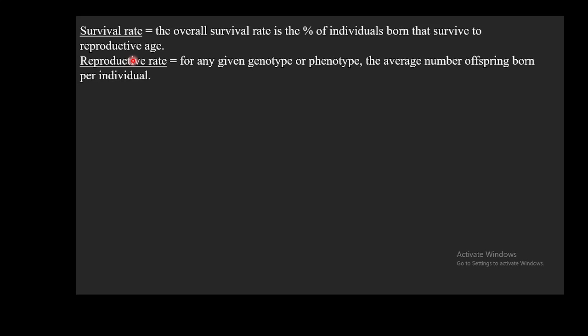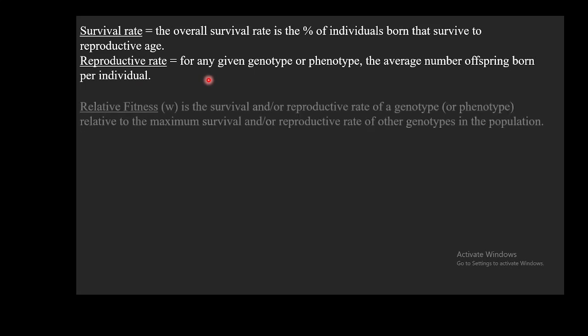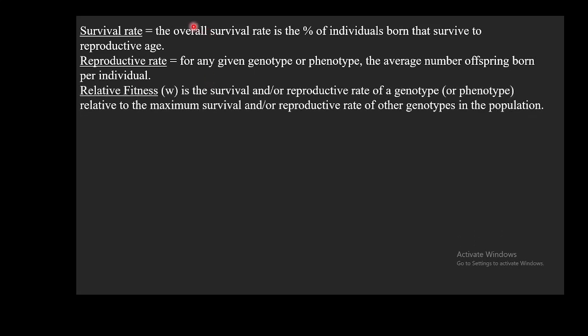Reproductive rate, for any given genotype or phenotype, is the average number of offspring born per individual. If you take an individual, how many offspring they have decides their reproductive rate. Relative fitness is the survival and/or reproductive rate of the genotype relative to the maximum survival or the maximum reproductive rate of the other genotypes in the population.